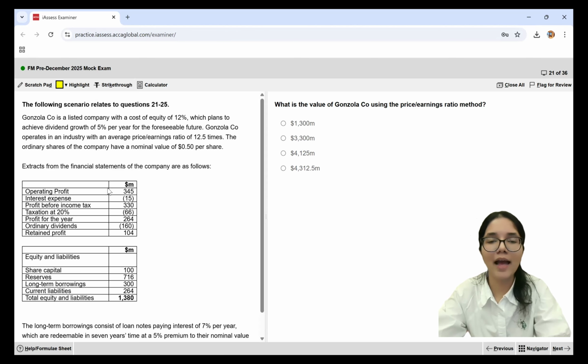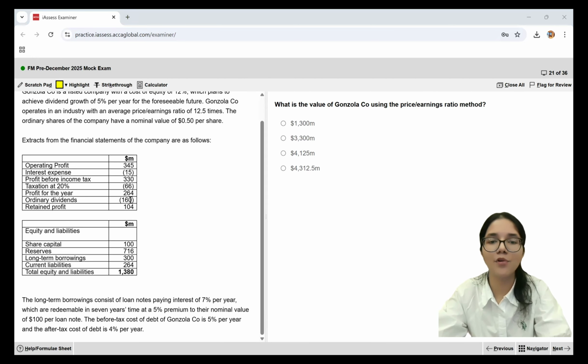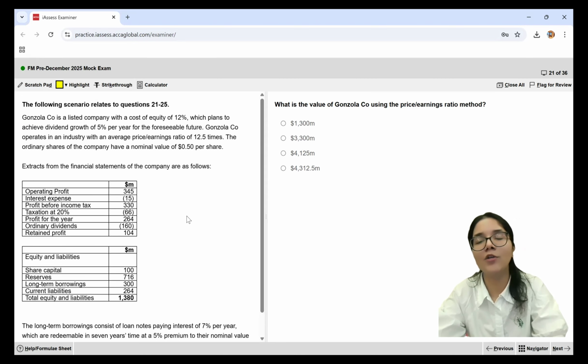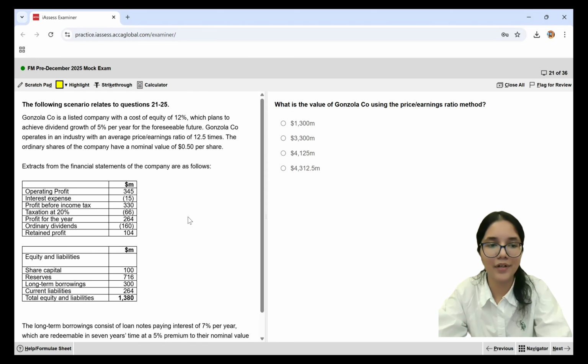So let's have a look at all of the information that has been provided to us. The question is telling me that Gonzola company is a listed company with a cost of equity of 12%, which plans to achieve a dividend growth of 5% per year for the foreseeable future. Gonzola company operates in an industry with an average PE ratio of 12.5 times. The ordinary shares of the company have a nominal value of $0.5 per share.